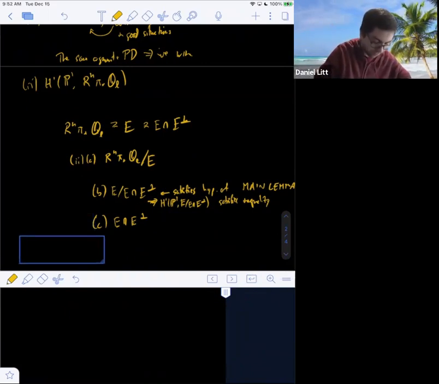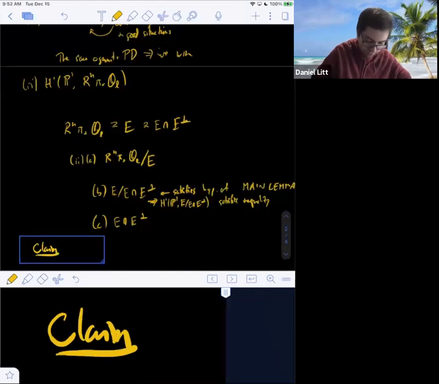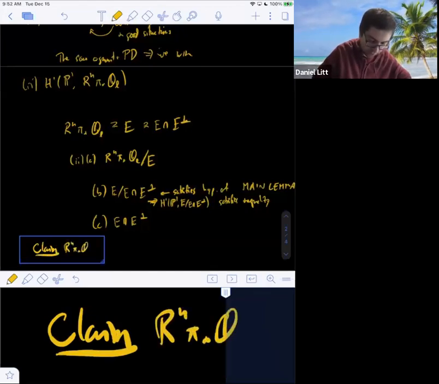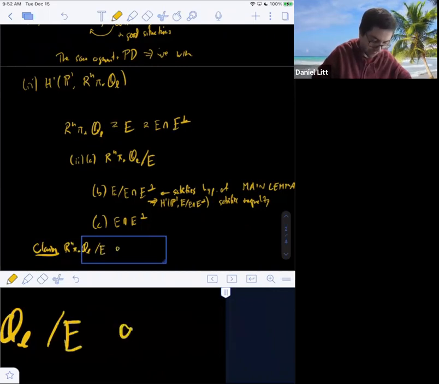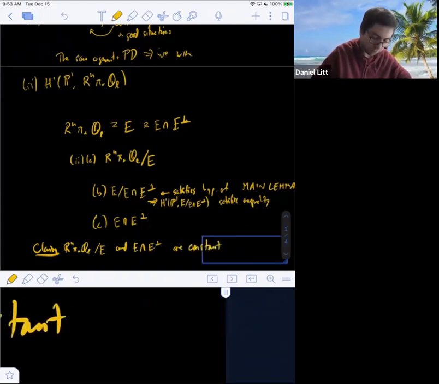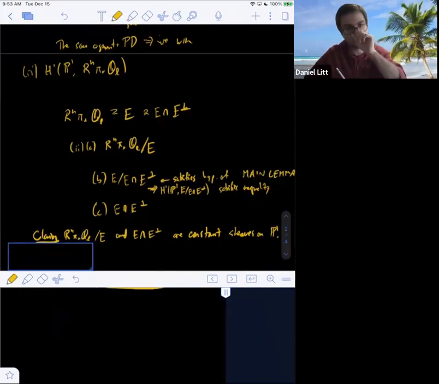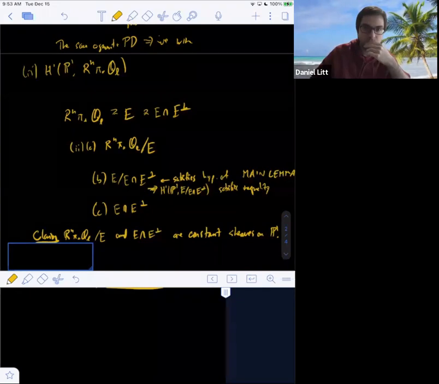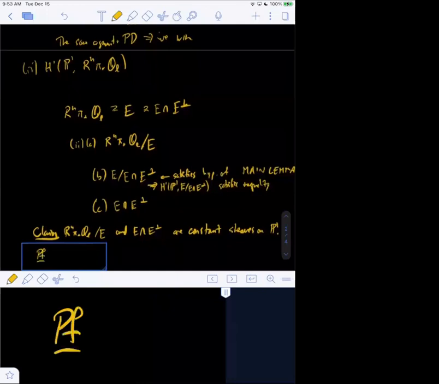So the claim is that Rn pi lower star E QL mod E and E intersect its orthogonal complement are constant sheaves. Does anyone see why this is the case? So the proof is the Picard-Lefschetz formula.